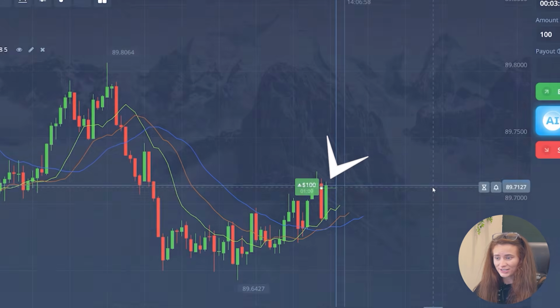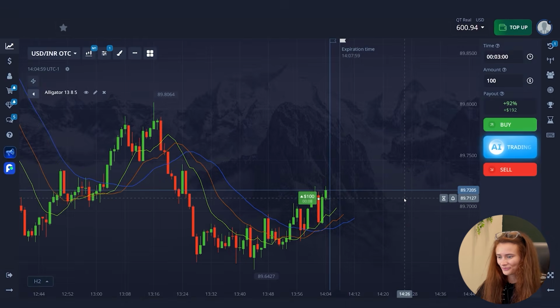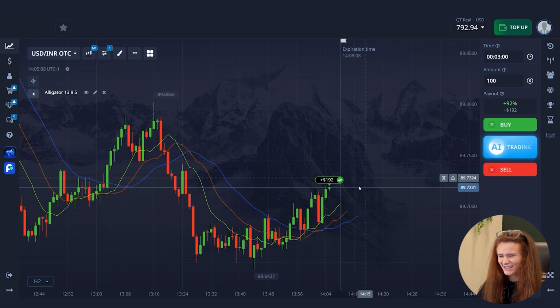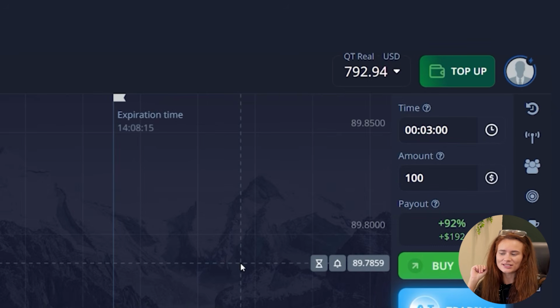The price is rising and above the open trade line. I think I can make profit in this situation, and there is very little time left before the trade closes. And yes, guys, the first trade is profitable. So now my capital is $792.